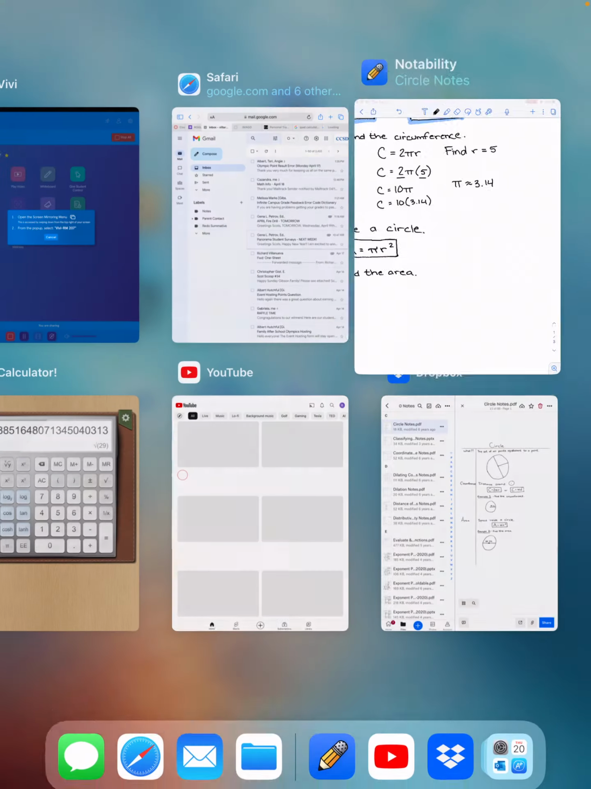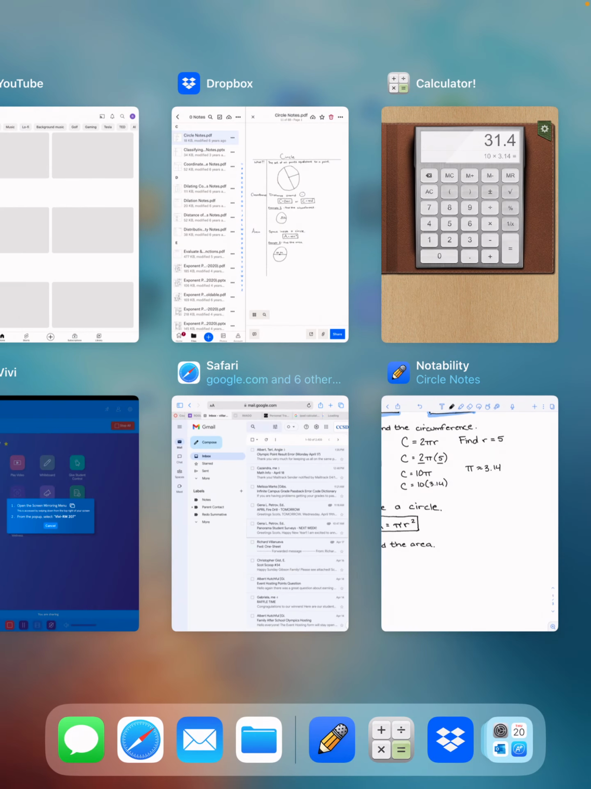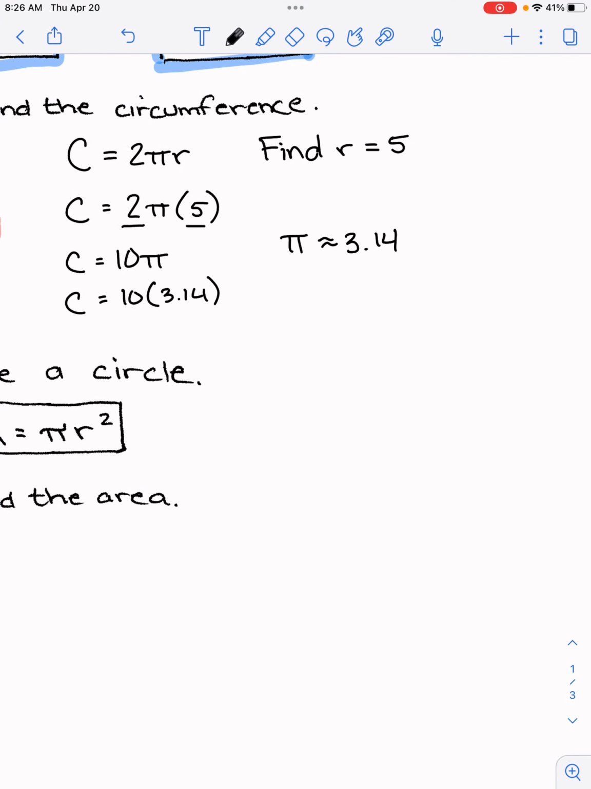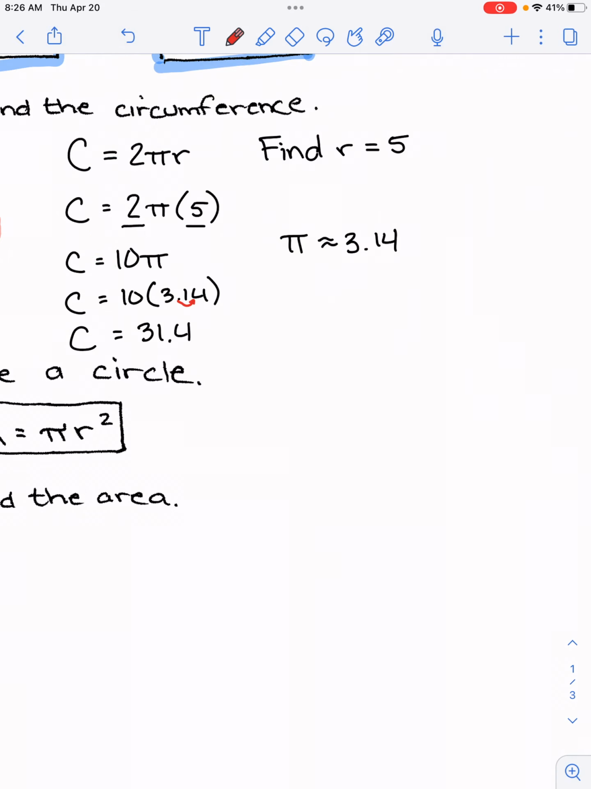3.14 times 10. Okay. Let's take our calculator. Let's clear this out. So 10 times 3.14, enter. It is 31.4. Okay. So the C is equal to 31.4. Pretty much what we just did here is that we just moved the decimal 1 point over.